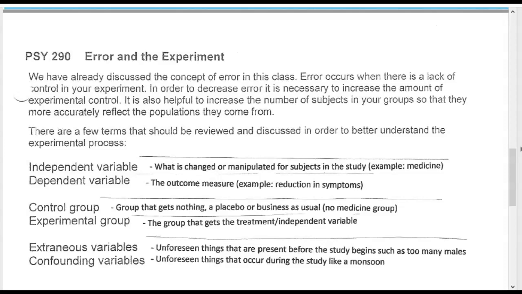What is the dependent variable? That is what we're going to study at the end of this research project. I want to see if symptoms went down. Reduction in symptoms. That would be the dependent variable. What is the outcome variable? The outcome measure, or what are we measuring at the end?